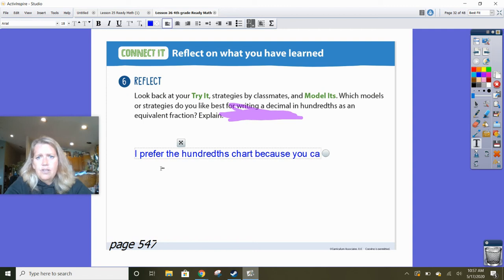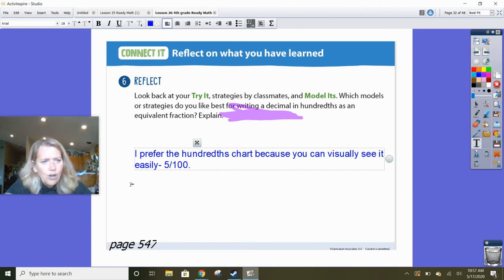because you can visually see it easily. 5 out of 100, right? That gets me to the fraction, and when I see 5/100ths, it's very easy for me to write that as a decimal because that means 5/100ths. So for me, I'm that way. Now, if you get these places mixed up sometimes, you might prefer the place value chart. Okay, so it depends on what you are as a mathematician.